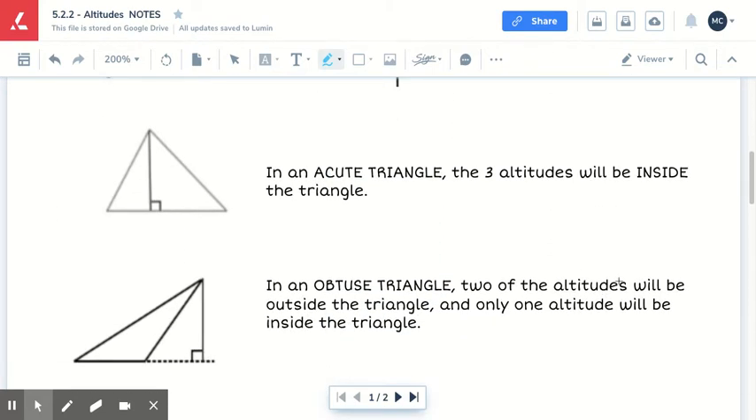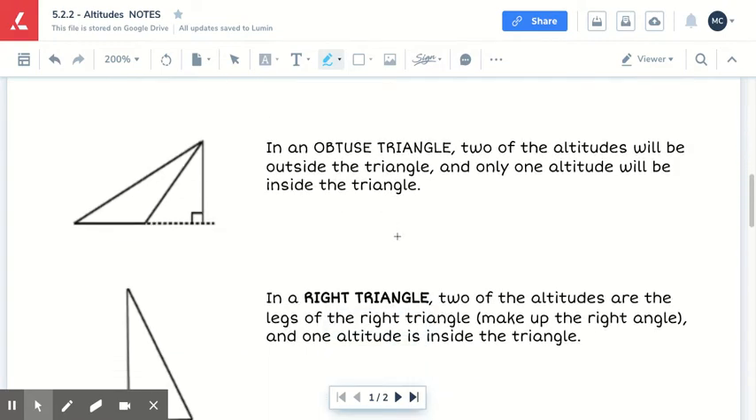Okay, with various types of triangles, we have different situations. If you have an acute triangle, which as a reminder means all 3 of the angles are acute, then the 3 altitudes will be inside the triangle. So all 3 of your altitudes on this one would be inside your triangle here. There we go. And this would be our orthocenter for this one.